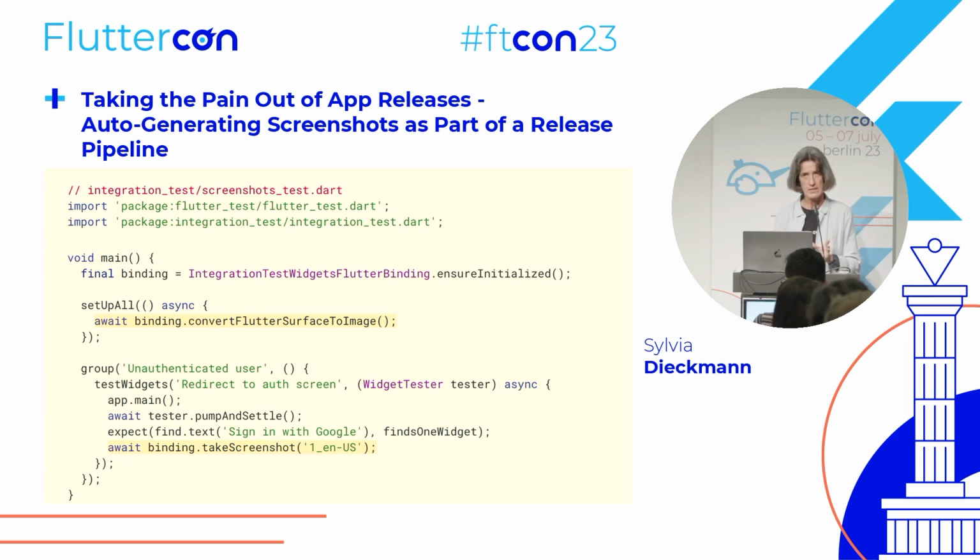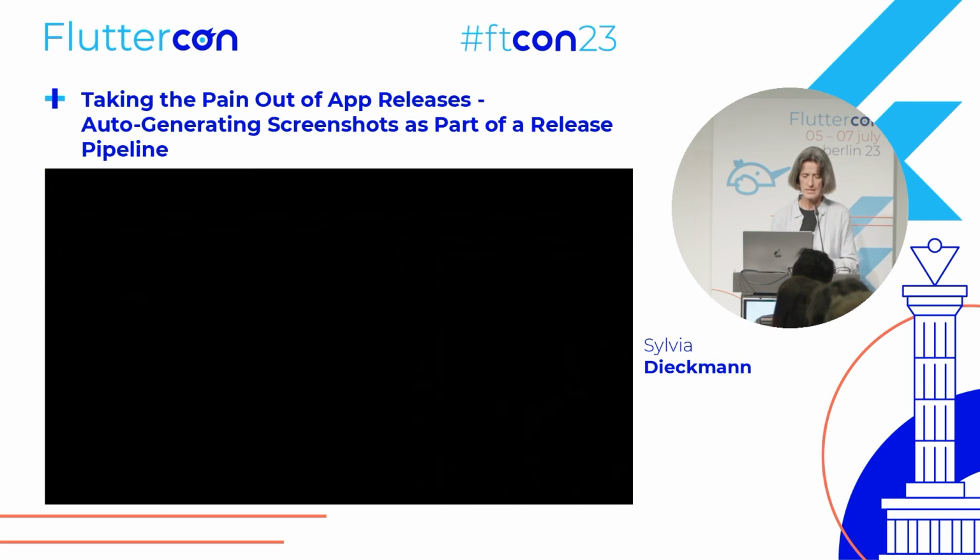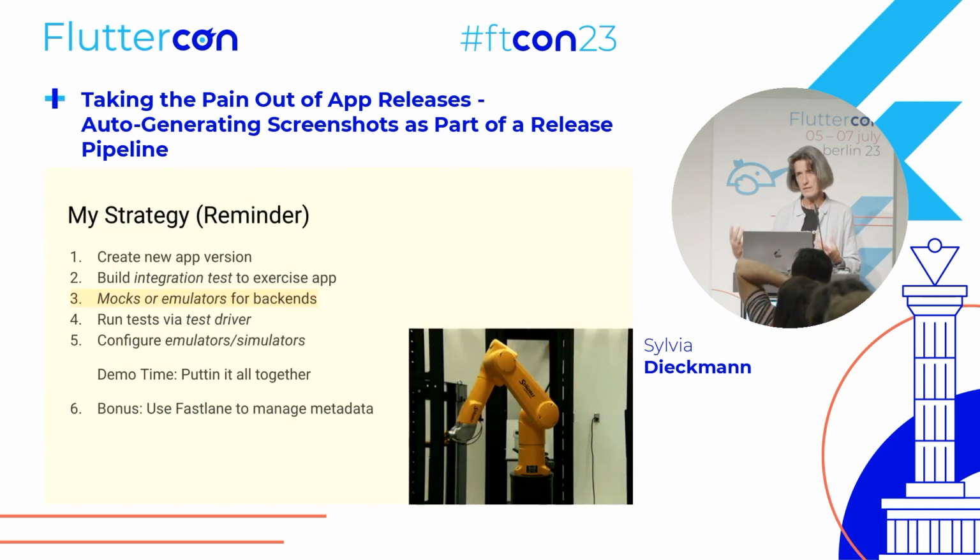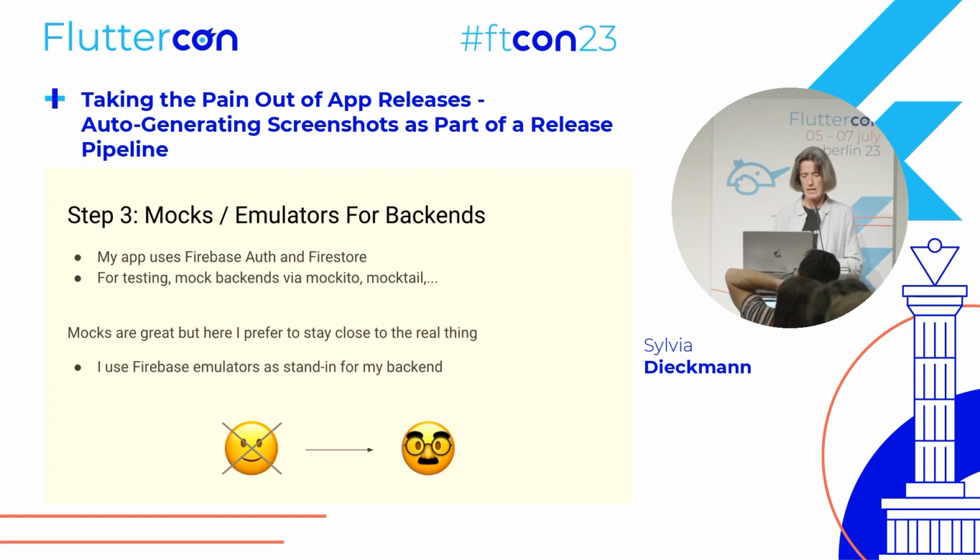So at this point, we have a test that does its functionality. But I still need to think about the backend. I mentioned already, you can use a mock, and that's a very typical strategy. In my case, I prefer an emulator. And I do that because I want to have my app as close to reality as possible. Pretty much everything I ever write uses Firebase. As the very minimum, it uses Firebase Auth and Firestore. And so in this case, I decided I use the Firebase emulator as a stand-in for my backend.